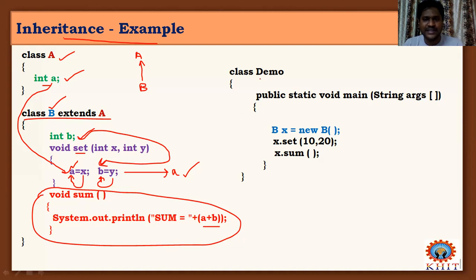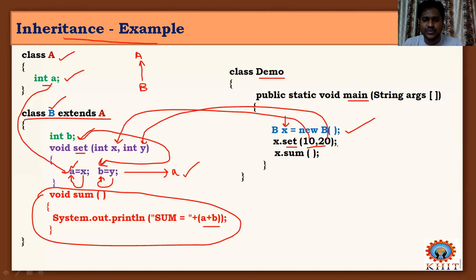Coming to the main class, Demo, inside the main function, I have created one object for the subclass B, that is X is an object of subclass B. Now I'm going to call the method set using this object of the subclass by passing two values. This 10 is loaded into X and this 20 is loaded into Y. And this X initializes A, that is instance variable A.